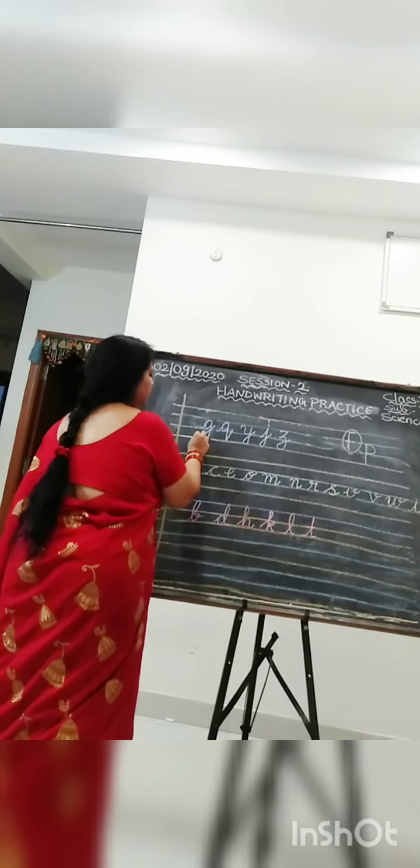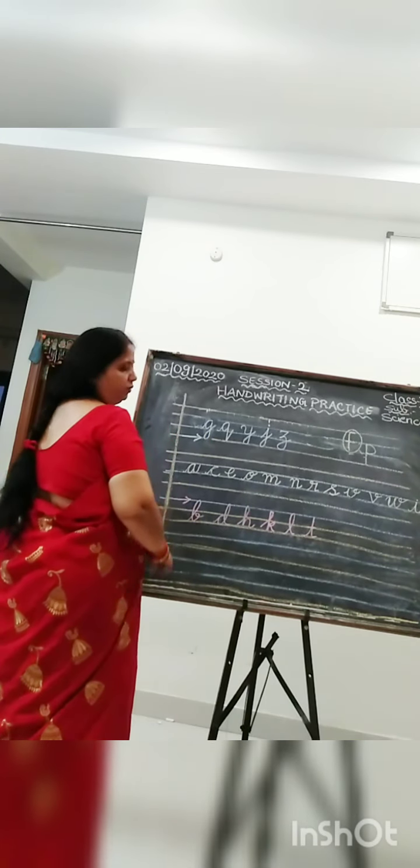What is the meaning of down strokes? Which will touch the fourth line. This is middle letter strokes, which will touch only the mid lines. Okay. So, cursive letters are in three different steps.